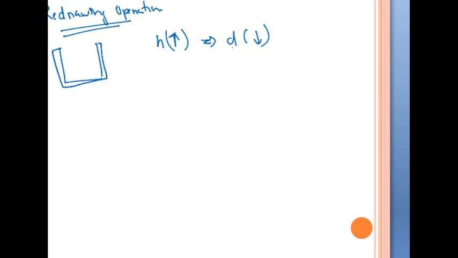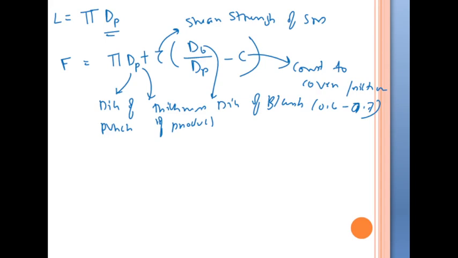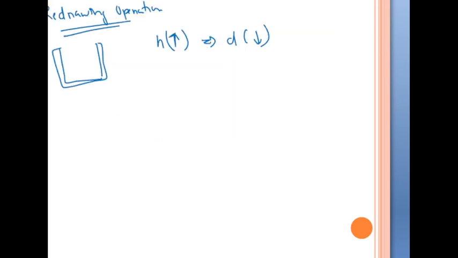Now one important thing that I forgot to mention in case of deep drawing operation is, what should be the blank holding force in order to prevent wrinkles? The blank holding force should be 1/3 of the deep drawing force in order to prevent wrinkles.